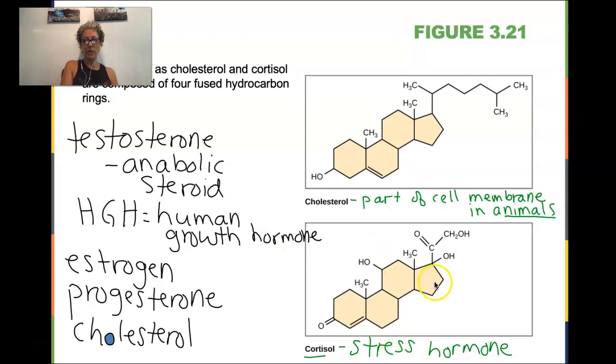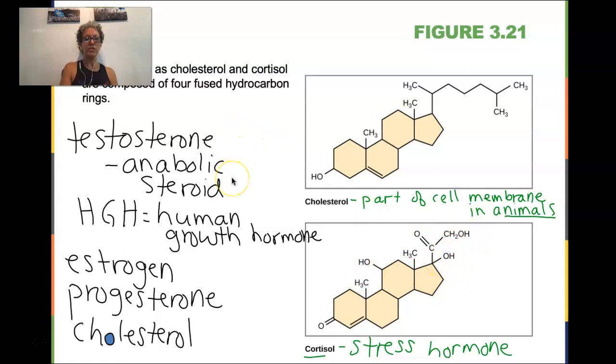So that's one, and you can see it has extremely similar structure. Double bond is moved from here to here, but we have similar functional groups. There are hydrophilic portions in 3 places on cortisol for it to interact with cellular chemicals.